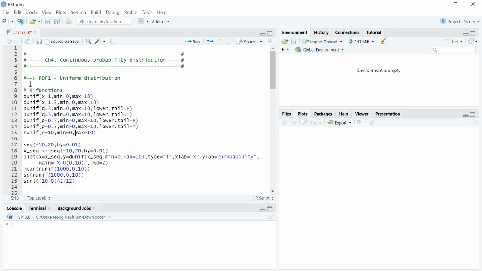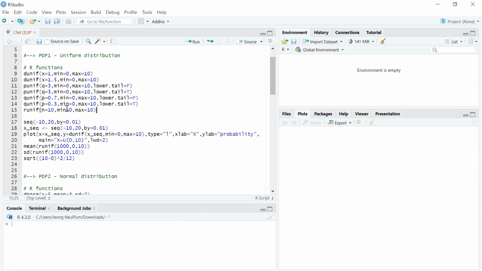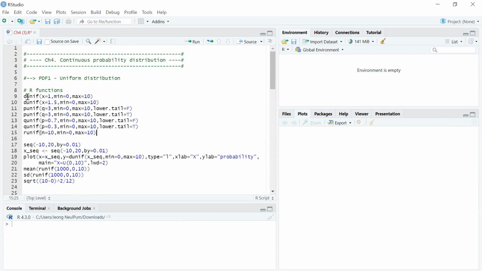Likewise, there are also four kinds of functions for dealing with the distributions. Especially for the uniform distribution, we also have the dunif, punif, qunif, and runif functions, as R already gives us as functions. So this is just a brief explanation, a brief example for dealing with the uniform distribution.